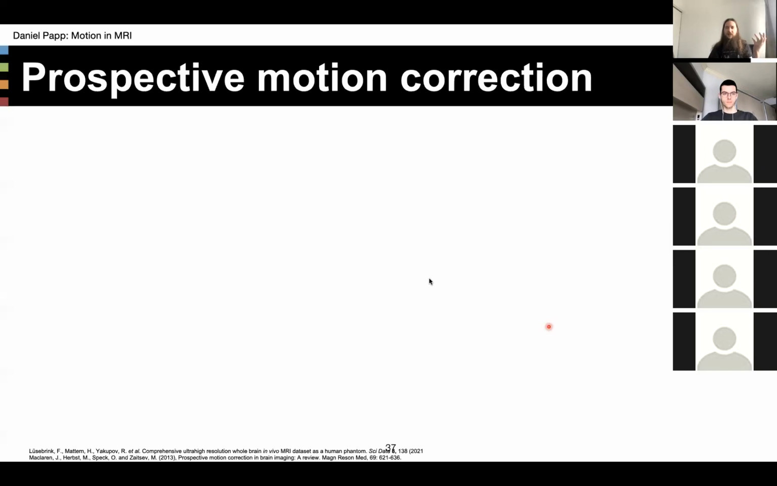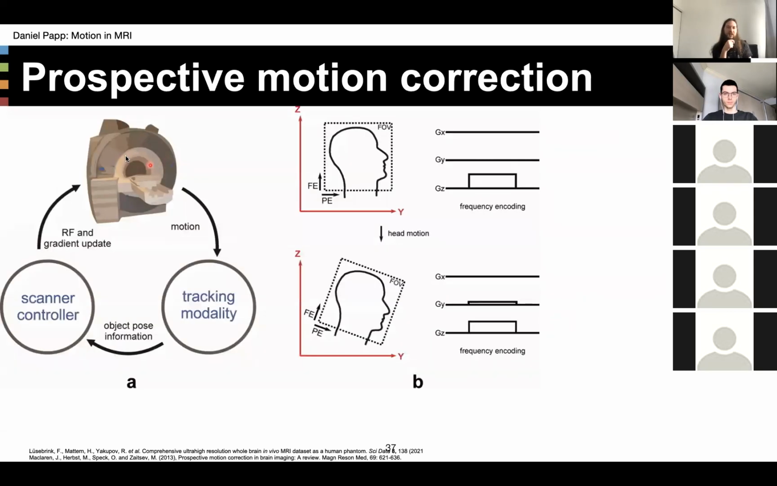Now we have our motion data. Let's do something with it. There's two competing ways to do it. One is the prospective motion correction, which is just this. You have your MRI scanner, you have something that tracks the motion in the MRI scanner, and then while the motion occurs, in this case a rotation, you effectively rotate the field of view. You adjust your MRI while you're acquiring it to counteract the effect of the motion.